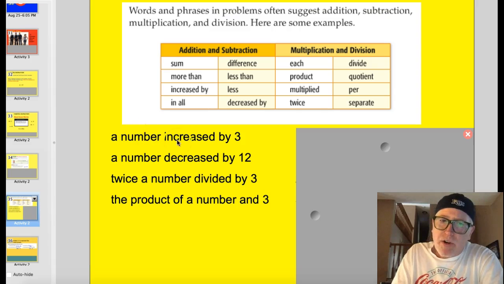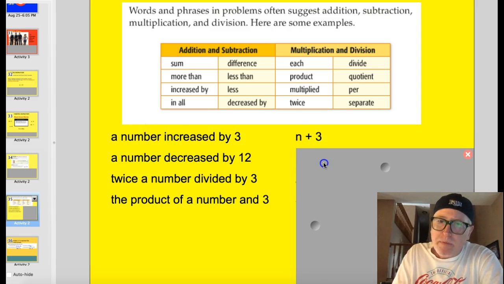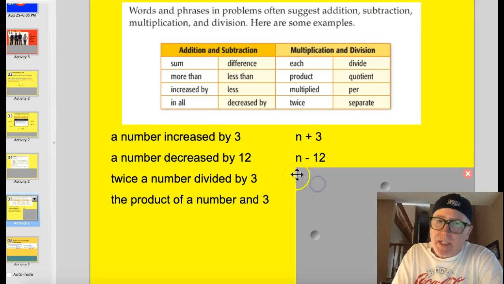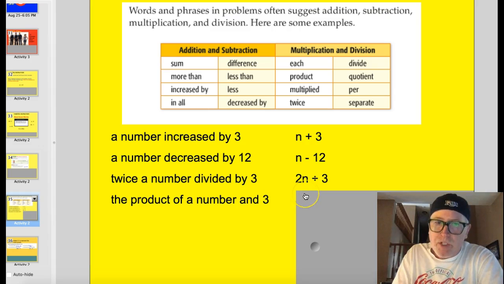So let's try a couple of these here. A number increased by 3. Well, here's the number, and we increased it by 3. That means we're adding 3 to it. A number decreased by 12. Well, you can probably guess that. Here's the number, and decreased by 12. Twice a number divided by 3. Well, here's twice a number, and we're dividing it by 3. Now, we could put that 2 in with a fraction bar and 3 as well. It's another way to write it.